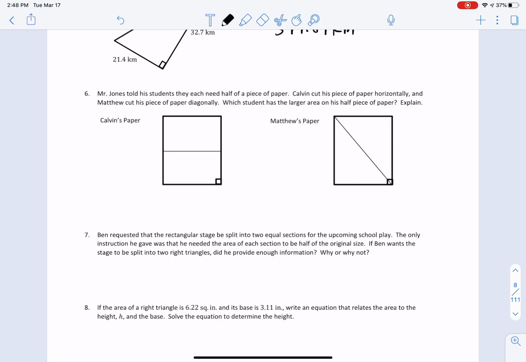We have Calvin's paper. We have Matthew's paper. They start out as the same exact size. So really think about, what does it mean when you cut something in half?